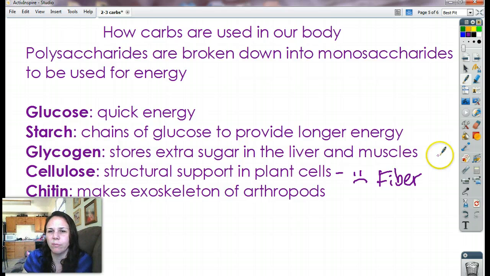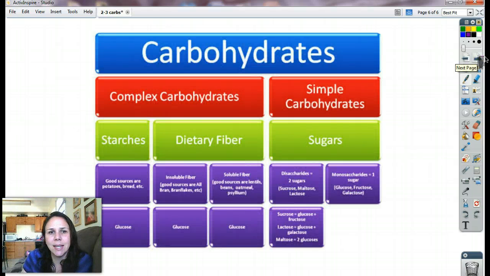Just corn. Okay. And then we have chitin right here. It makes the exoskeleton of many arthropods, and like I said, it's what makes them crunchy when we step on them. It's their bones, basically, on the outside of their body. Alright, the last thing is just a little graphic. You don't need to write this down, but I thought it was a good way to represent it.